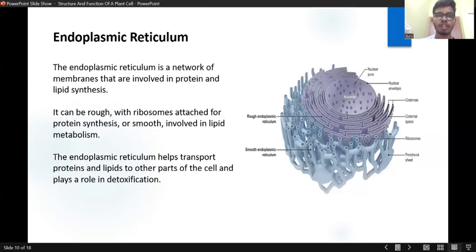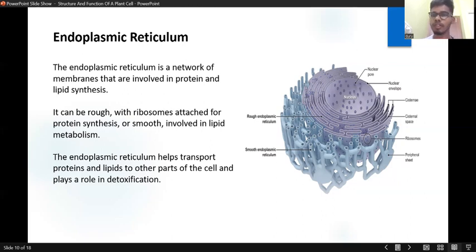Next, we move on to the endoplasmic reticulum. The endoplasmic reticulum is a network of membranes involved in protein and lipid synthesis. It can be rough, with ribosomes attached for protein synthesis, or smooth, involved in lipid metabolism. The endoplasmic reticulum helps transfer proteins and lipids to other parts of the cell, and it plays a major role in detoxification.